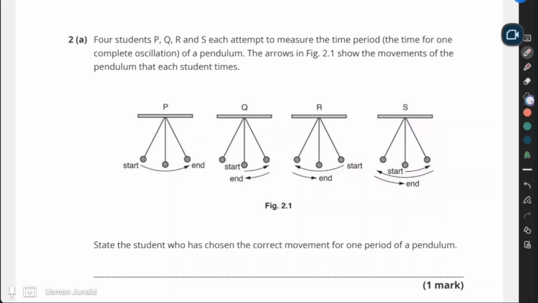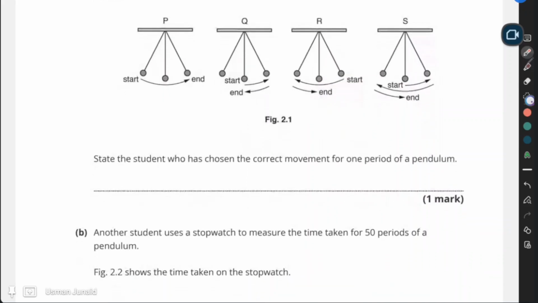Four students P, Q, R and S each attempt to measure the time for one complete oscillation of a pendulum. So an oscillation is this movement, right? One movement to and fro, directly from here to here, the back and forth movement in a regular rhythm of a pendulum. That is an oscillation. The arrows show the movements of the pendulum. State the student who has chosen the correct movement for one period of a pendulum.